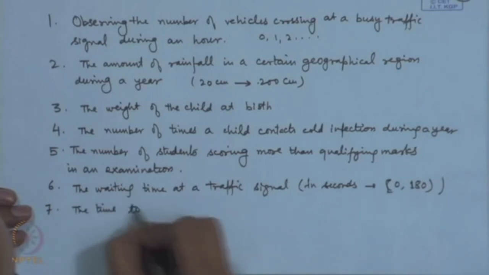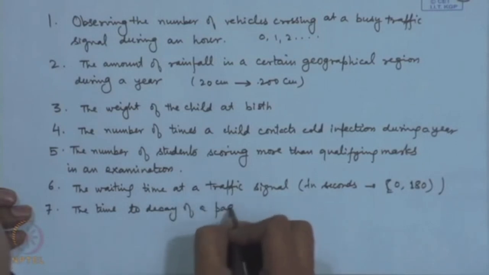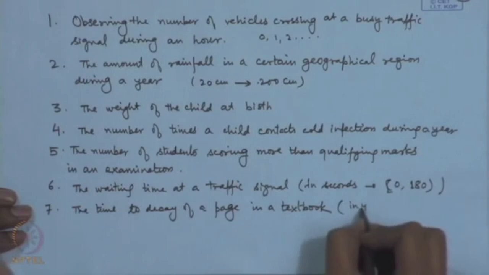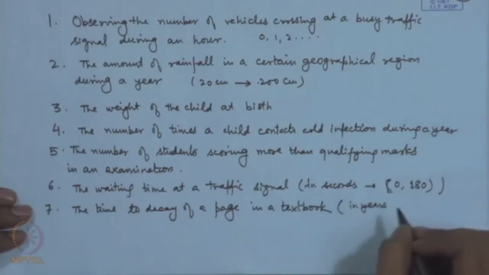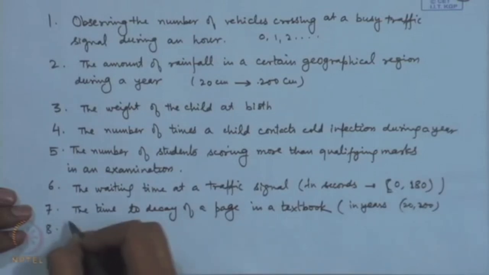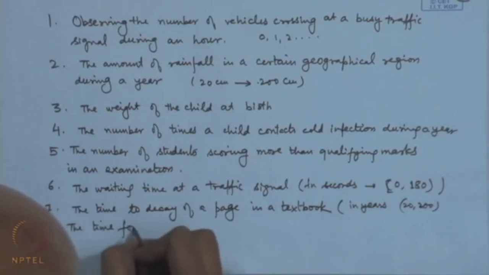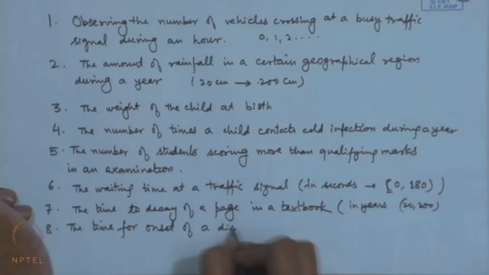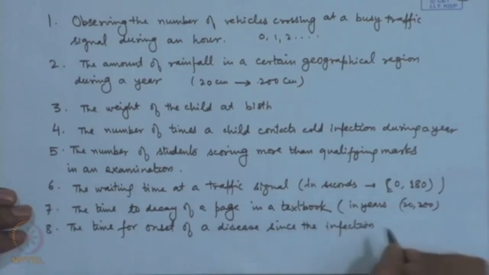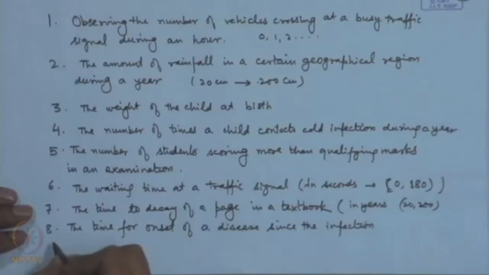The time to decay of a page in a textbook. This could be the time recorded in years. For example, it may take say 20 years to 100 years for the pages to decay, or maybe 20 years to 200 years. The time for onset of a disease since the infection. For example, one is infected with say the HIV virus, and then the time when the AIDS disease develops in the person. So, that is a random experiment.